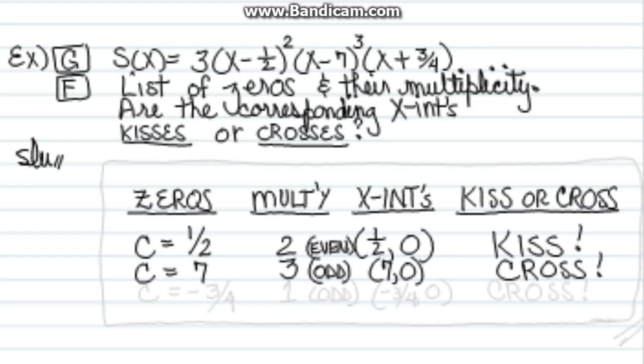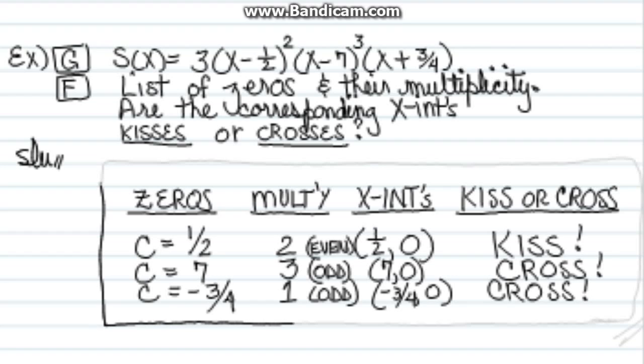It crosses the x-axis. Our last root is c = negative 3/4. That comes from the last factor, x - (negative 3/4). That's why it's a plus in the middle. It's x minus the root, x minus a negative 3/4. The multiplicity on this is the power outside of the parenthesis. It's 1, so this is a multiplicity 1 root. c = negative 3/4, and 1 is an odd number. The x-intercept corresponding to this is (negative 3/4, 0), and that intercept is a crossing since the multiplicity is an odd number.